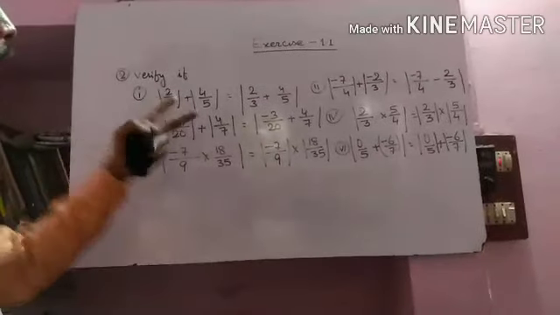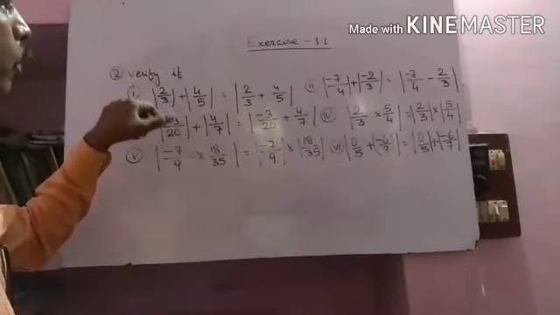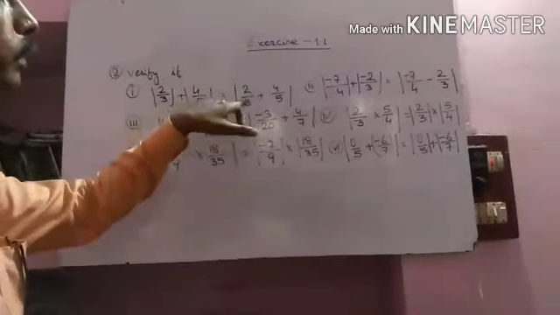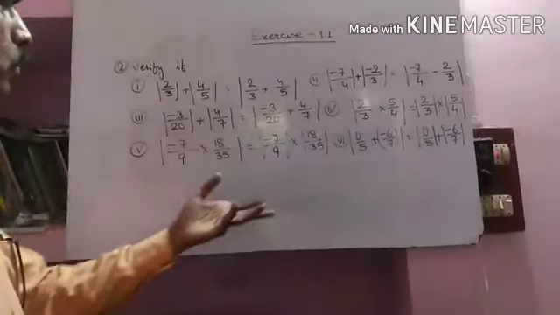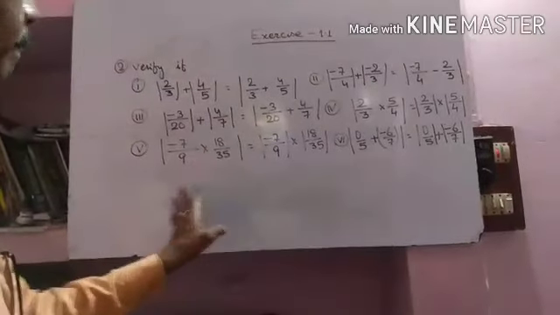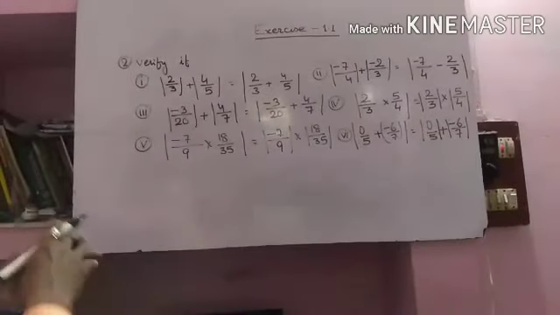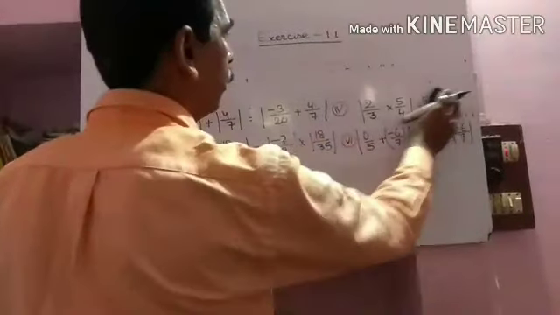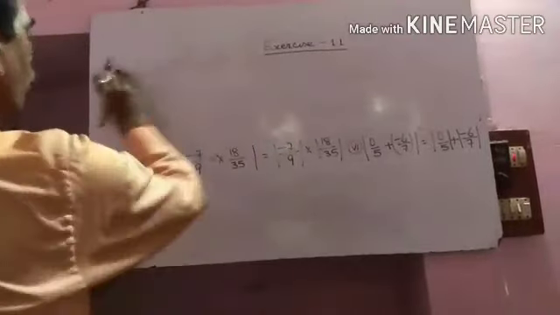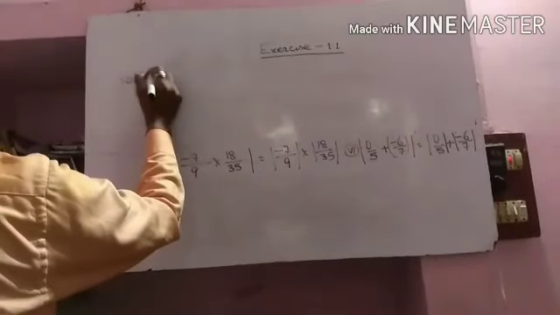This is simple addition of a fractional number. As 3 by 2, you remove the mode, it becomes 2 by 3 and 4 by 5. By taking LHS and RHS, you can solve that one. I am going to solve question number 5. Okay. Solution of question number 5.